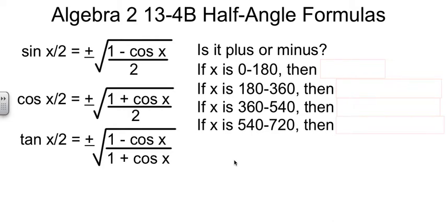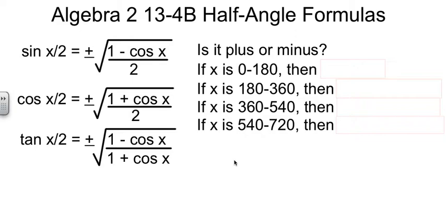This is Algebra 2, Chapter 13, Section 4, Part B, in which we will study half-angle formulas. If you remember in Part A, we did double-angle formulas, where we were looking for sine 2x, cosine 2x, or tangent 2x. Here we're looking for half angles, so sine of x over 2, cosine of x over 2, tangent of x over 2.